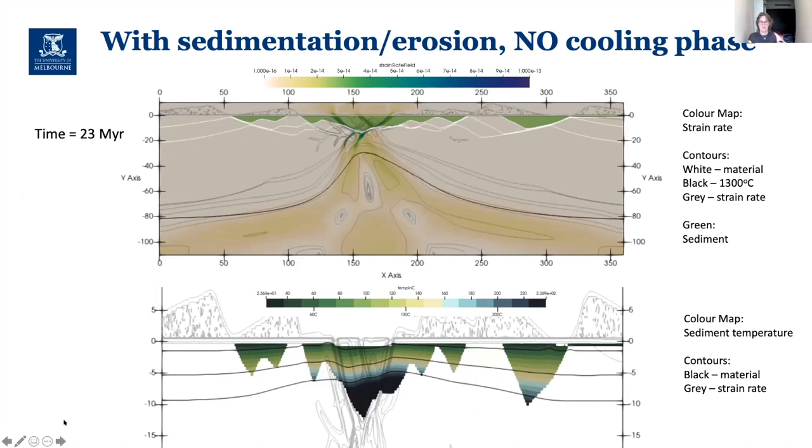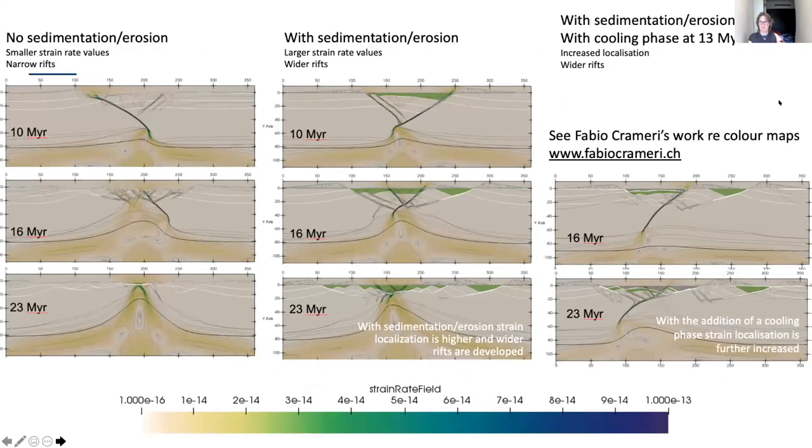Okay, so this is all for a model that has sedimentation and erosion, but doesn't have a cooling phase. So in the next slide, I have a summary here. Going down, I have different times, so 10 million years, 16 million years, and 23 million years, with no sedimentation or erosion on the left-hand side. In the middle are the visualizations that I just stepped you through, so that has sedimentation and erosion, but with no cooling period. And then on the right-hand side, I have a cooling period imposed at 13 million years.